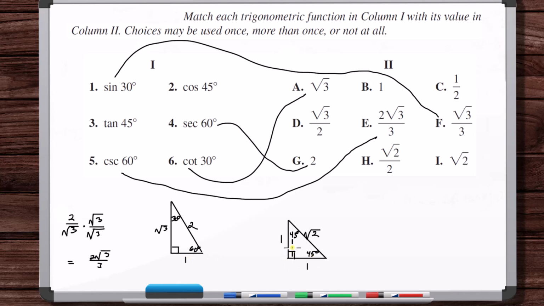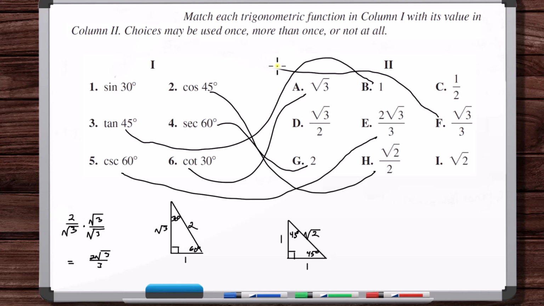Tangent of 45, opposite over adjacent, is 1. Cosine of 45 is adjacent over hypotenuse, so 1 over root 2. That's going to be root 2 over 2. And sine of 30 is opposite over hypotenuse, which is 1/2. So this should be 1/2. Okay, and there we go.